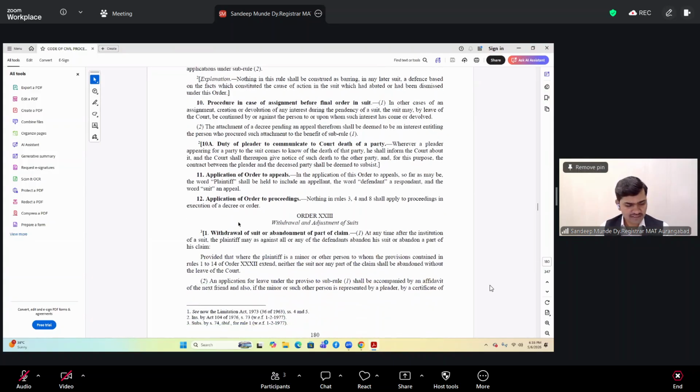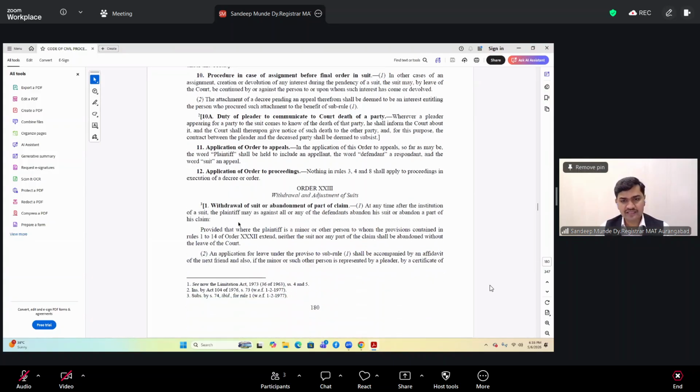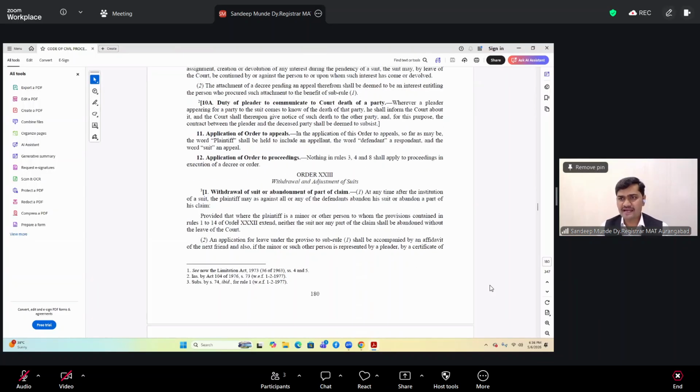Now the next order is Order 23, the heading is withdrawal and adjustment of suits. We have already discussed in detail the provisions with regards to the examination of parties, the decree passed by the court on admissions, or if there are no issues involved, the court may dispose of the suit at the first hearing. If the parties adjust or compromise the suit, then it can be. But what is the important part in this Order 23? That is the transposition of the parties.